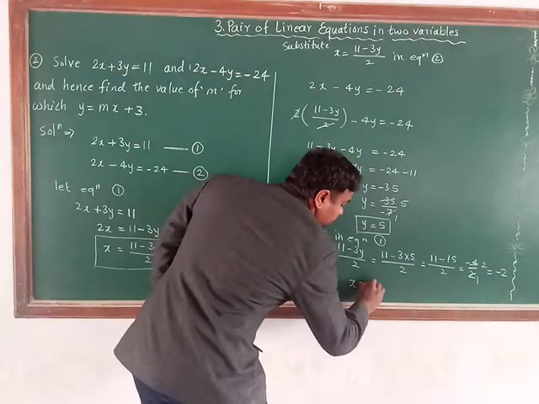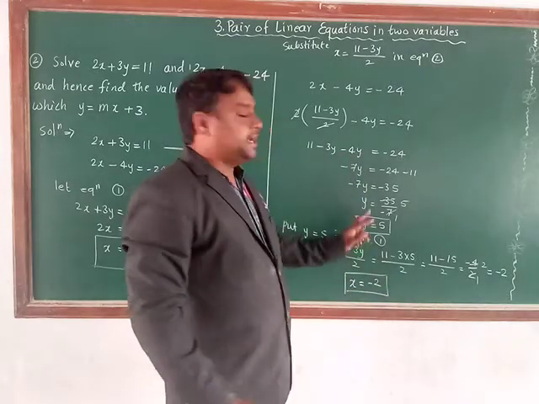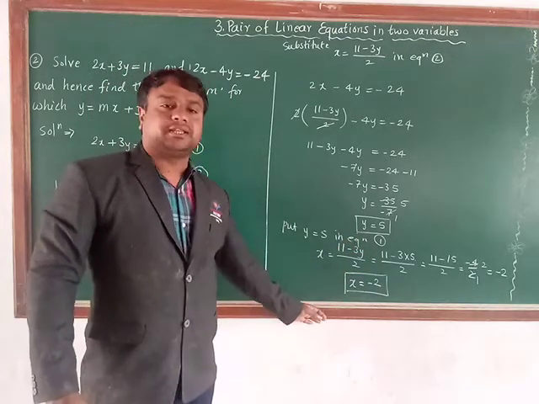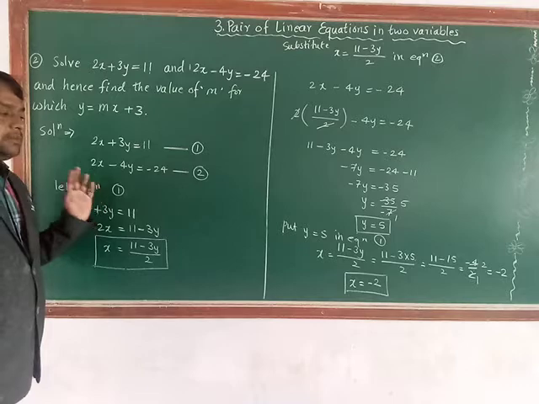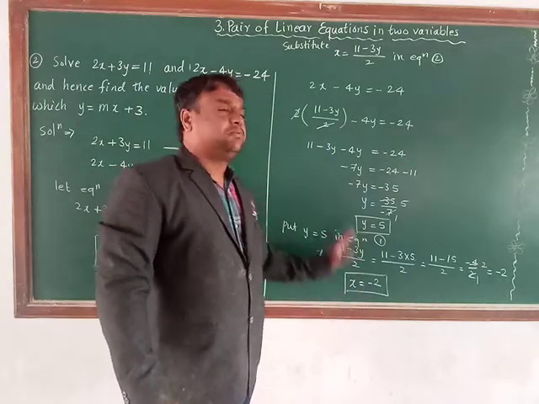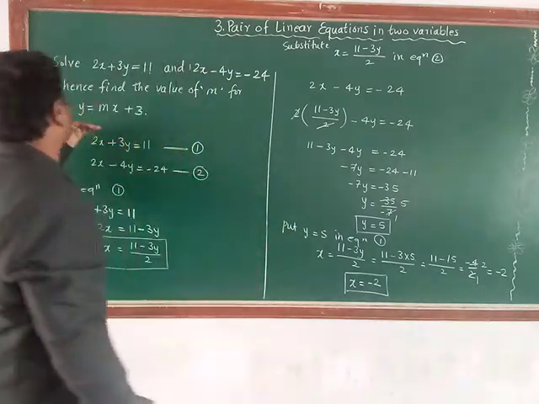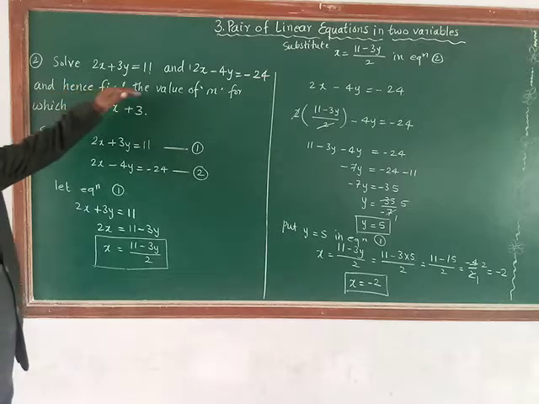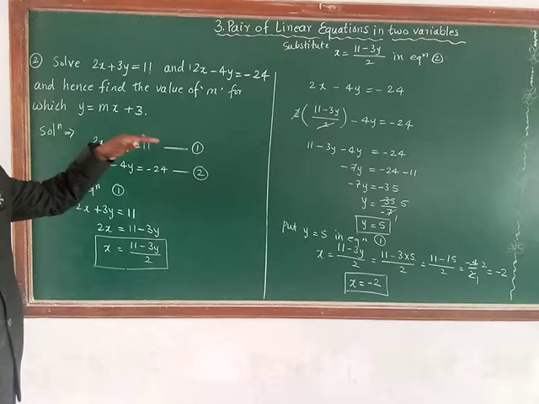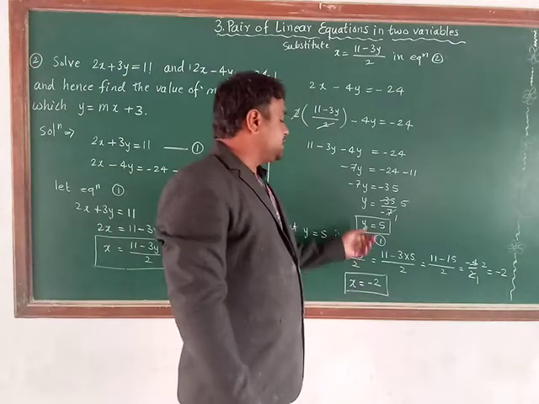So x is equal to minus 2 and y is equal to 5. Those two values are the solution of our pair of linear equations. That means we got a solution: x is equal to minus 2 and y is equal to 5. But we have one more question here: hence find the value of m for which y is equal to mx plus 3. Now I have the value of x is equal to minus 2 and y is equal to 5.